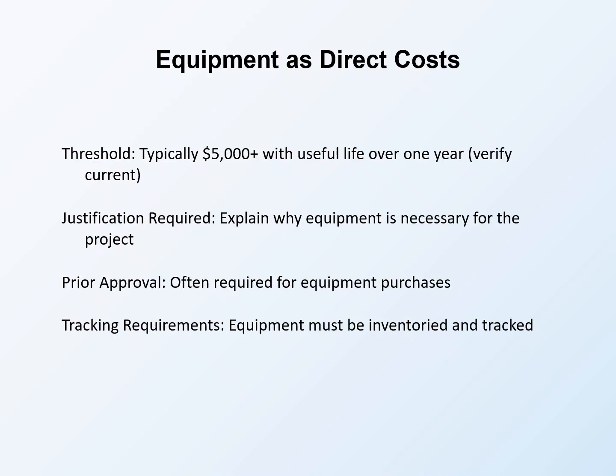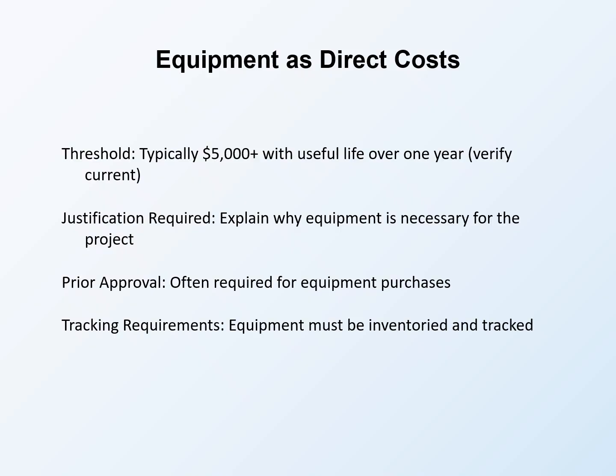Your budget justification should explain why the equipment is necessary for project activities, why existing equipment cannot serve the purpose, and how the equipment will be used. Reviewers want assurance that equipment requests are genuinely needed, not wish list items.